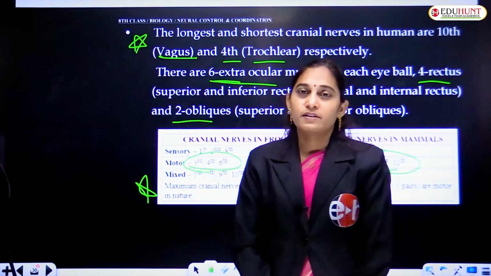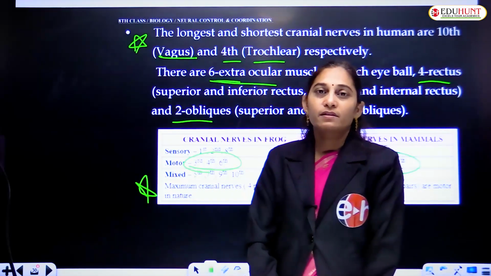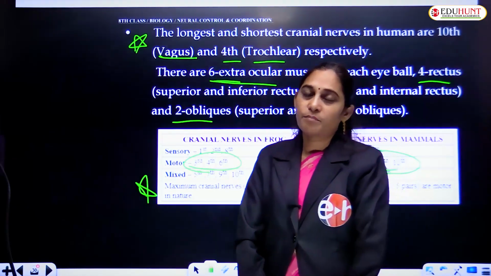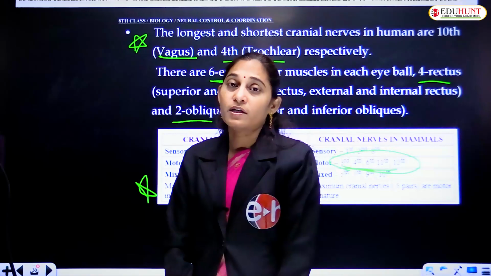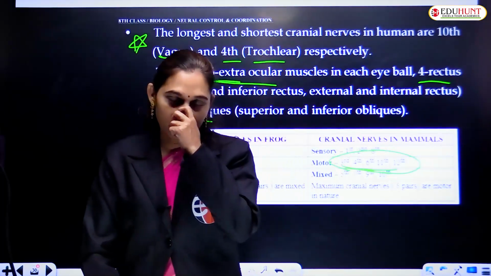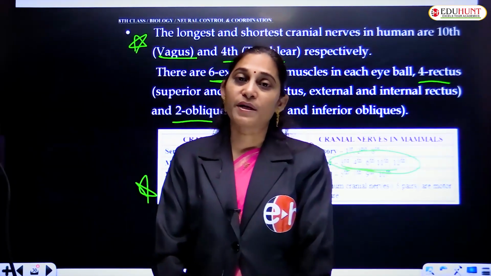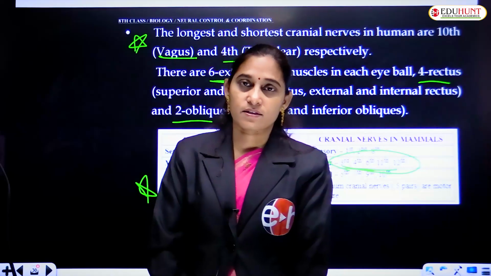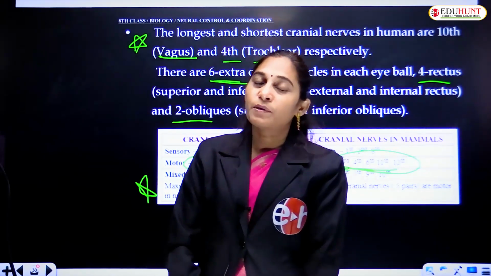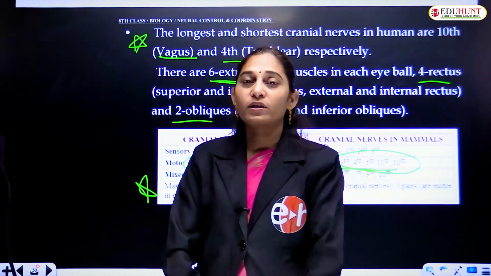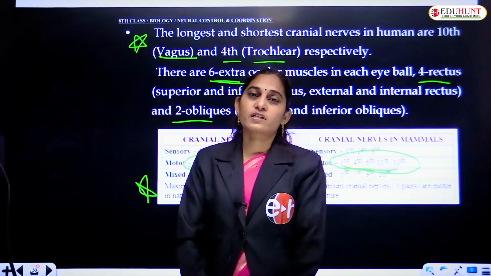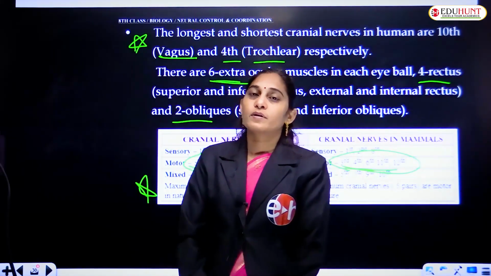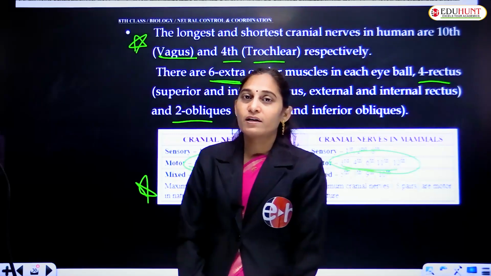In the next session, we'll discuss the remaining parts of the nervous system, the peripheral nervous system, because the central nervous system consists of only brain and spinal cord, which we have discussed. In the peripheral nervous system, we have discussed only the cranial nerves. In the next session, we are going to discuss the remaining nerves of the peripheral nervous system.